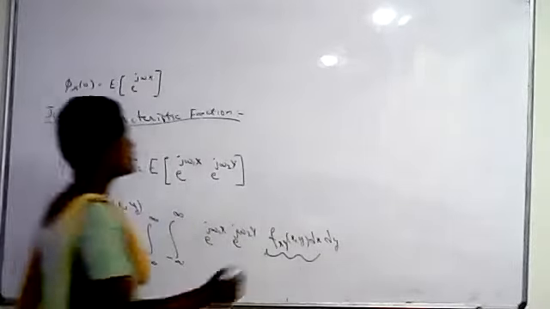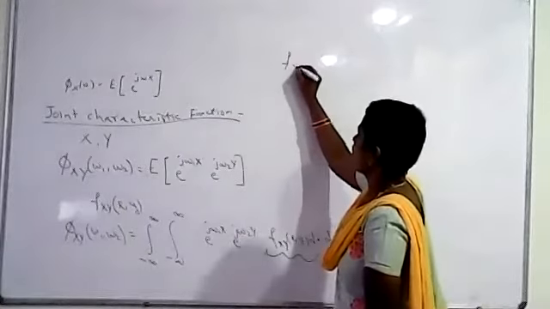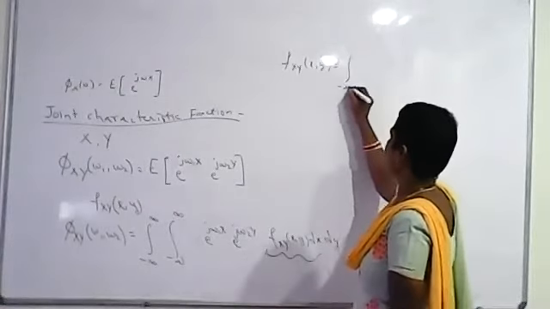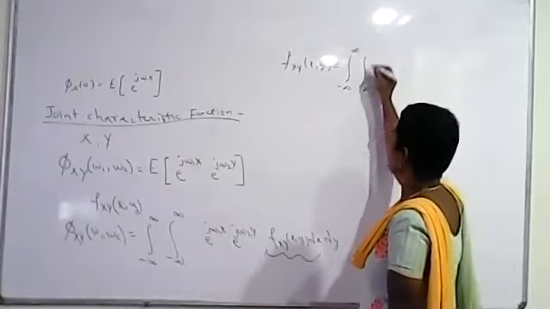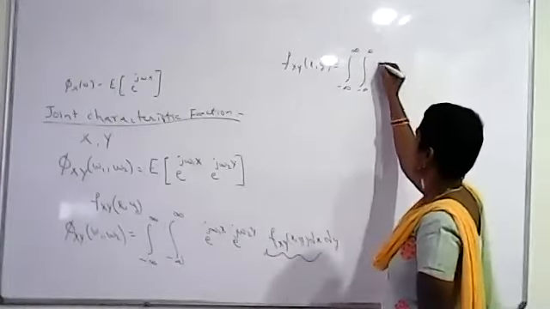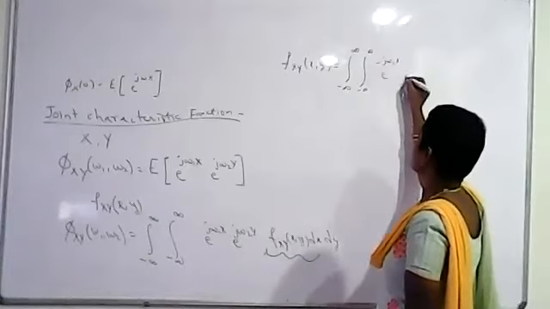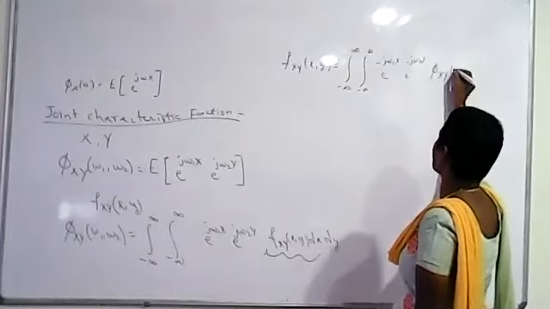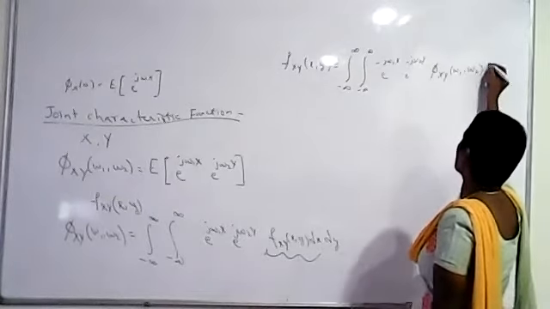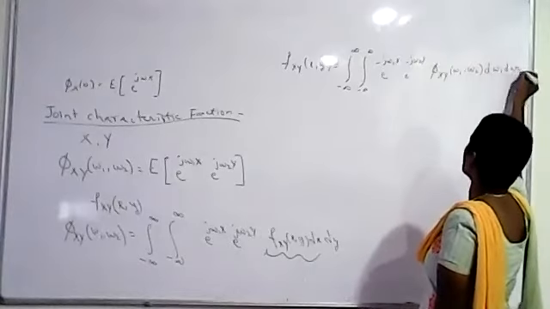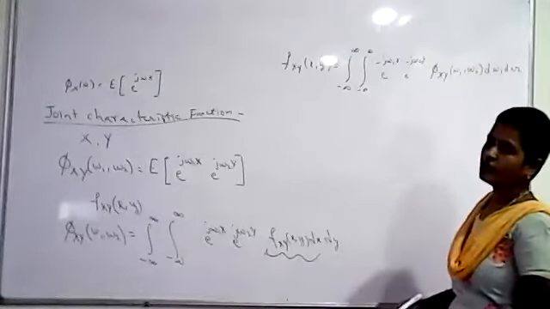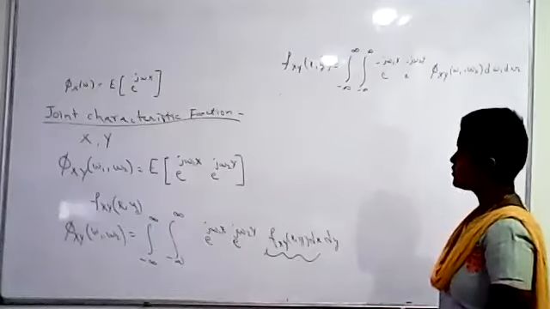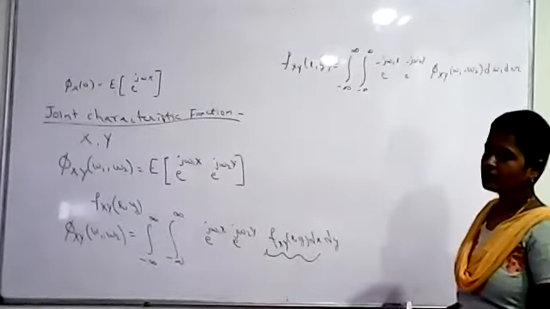So the joint density function fxy of x comma y can be written as integral minus infinity to plus infinity, integral minus infinity to plus infinity, e power minus j omega 1 x, e power minus j omega 2 y, phi xy of omega 1 comma omega 2 d omega 1 d omega 2. So this is the formula we use to find the joint density function from the characteristic function. These are the formulas we use for continuous random variables.